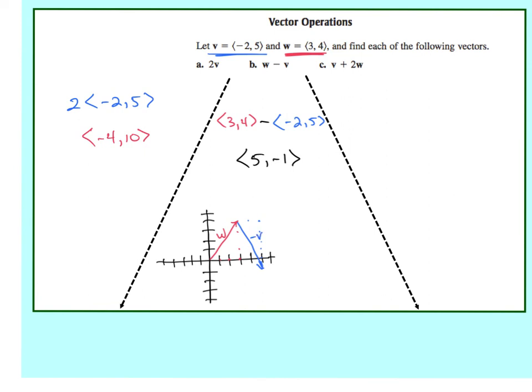All right? And then when I connect my original initial to my final terminal, that is my W minus V vector called the resultant. All right? And guess where that resultant ended up? Five comma negative 1. See how that works? All right? So if you do it correctly, you'll make a little triangle, and you'll end up getting the result of what your math did. The math's a little easier than the graphing, probably.